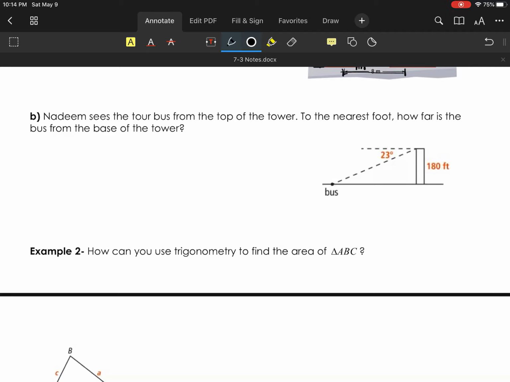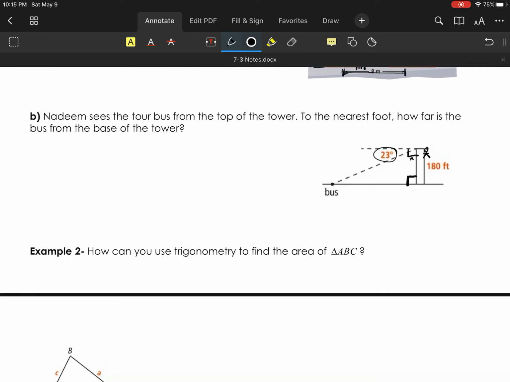All right. Then Nadim sees the tour bus from the top of the tower, to the nearest foot. How far is the bus from the base of the tower? So Nadim is up here somewhere and looking down at the top of the tour bus. So his angle of depression is 23 degrees. That doesn't fill in any of the information in the right triangle, though. This is a trig problem, so there's some right triangle involved. You have your right angle here.